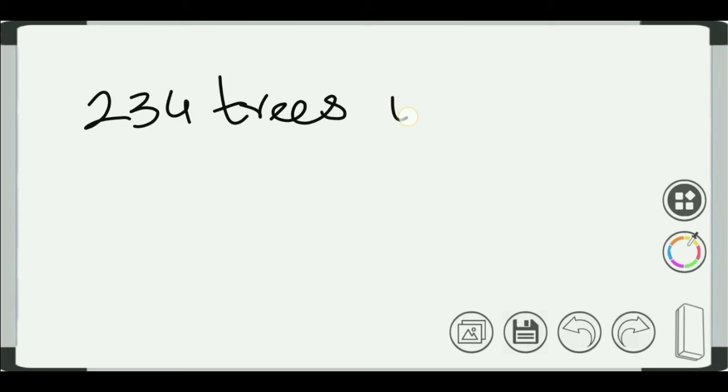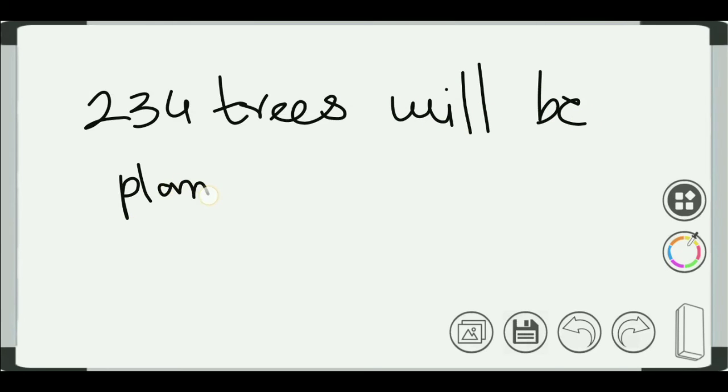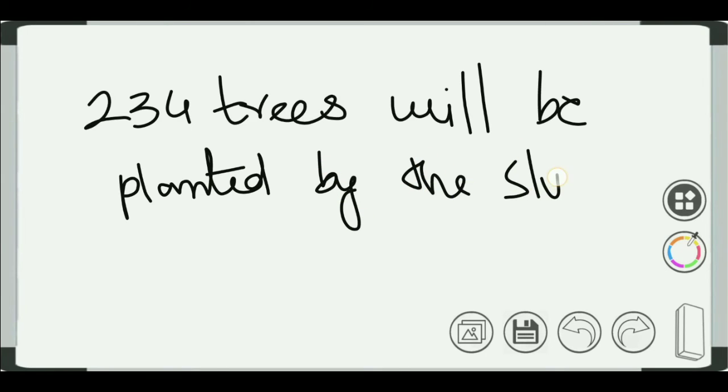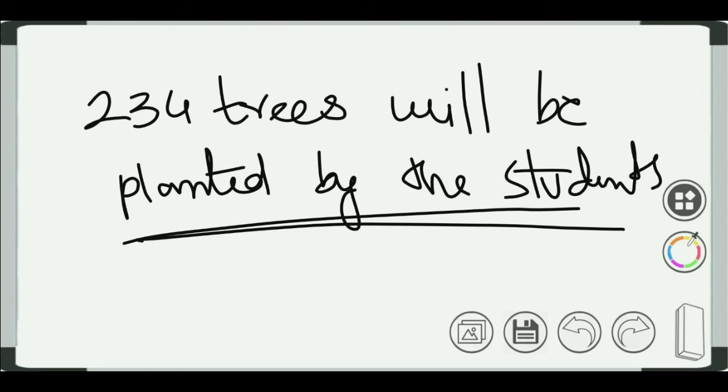trees will be planted by the students. Okay, this is your conclusion. First we found the sum of 12 terms, the sum of 12 classes. Then we multiplied it by 3 because there are 3 sections. That's all. Now you can come to the 18th one.